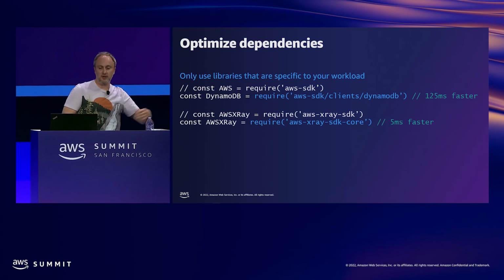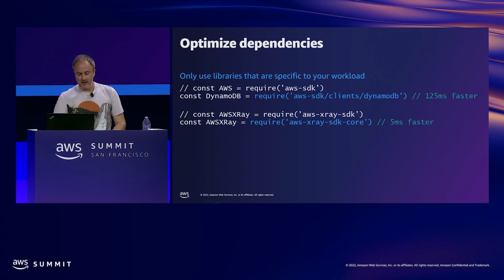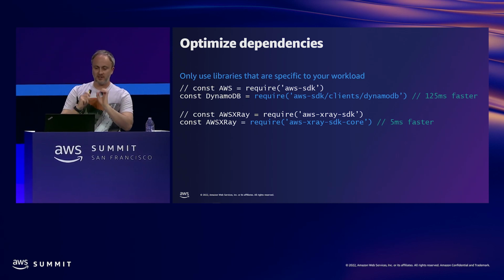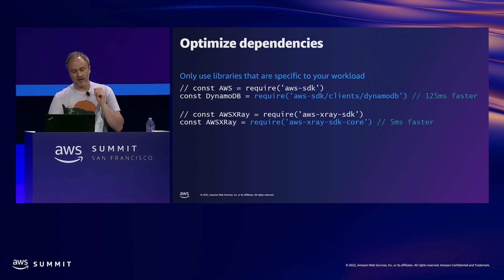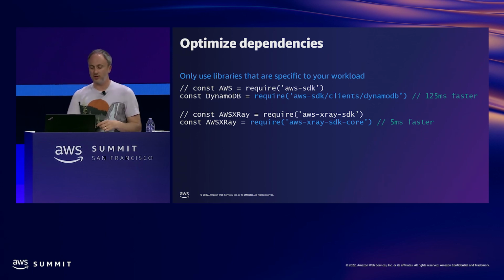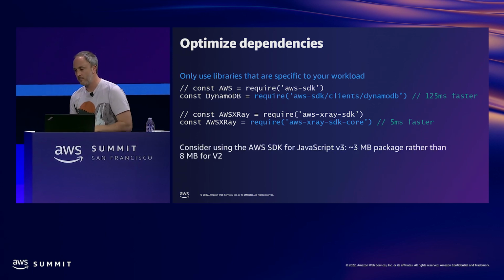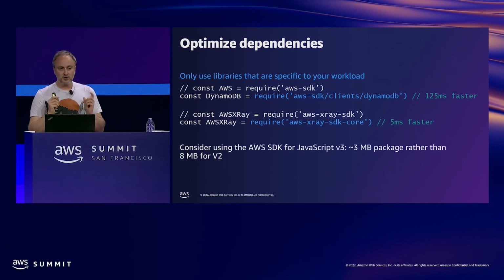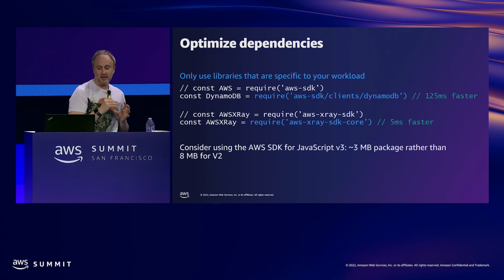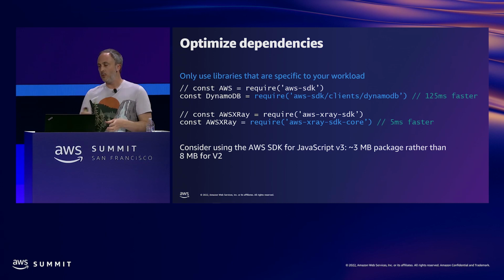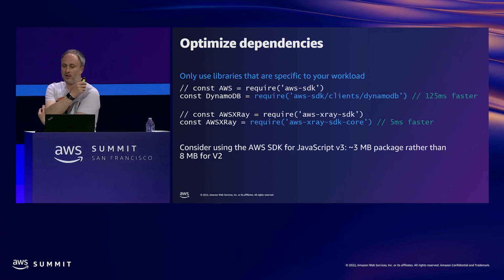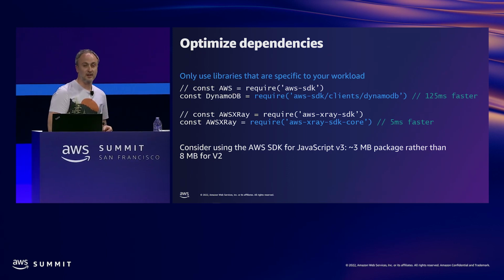Even if I am using, for example, here the X-Ray SDK, I can modularize that even more by using a specific part of the SDK, X-Ray core, and that speeds up my function cold start by 5 milliseconds. Did you know that the AWS SDK version 3 is a much smaller package size than version 2? So you should use version 3. It's much more modular. That will speed up your cold start deployment size by a great deal as well.